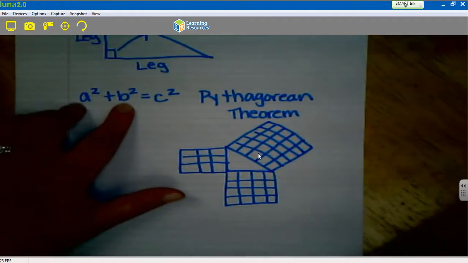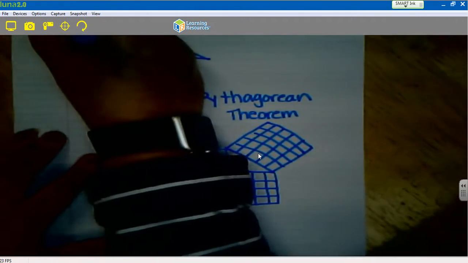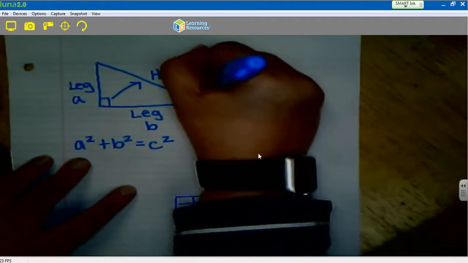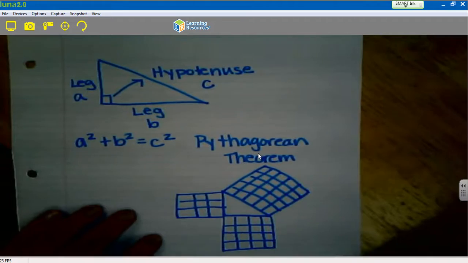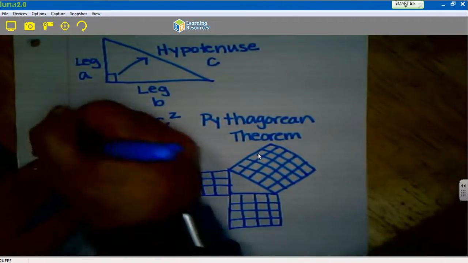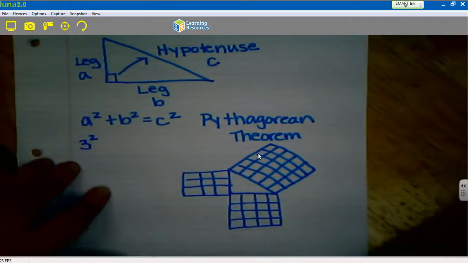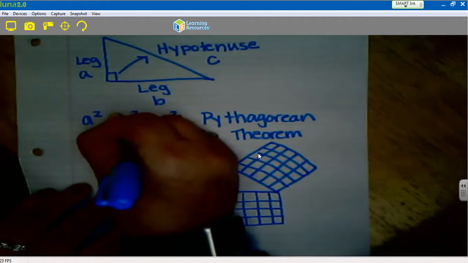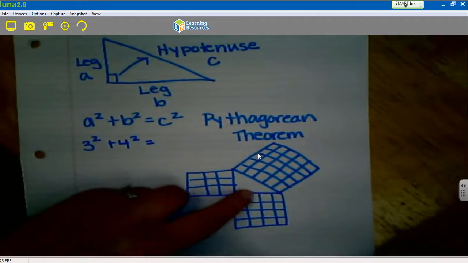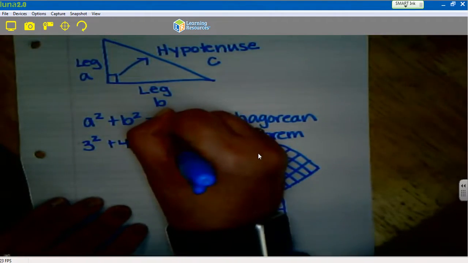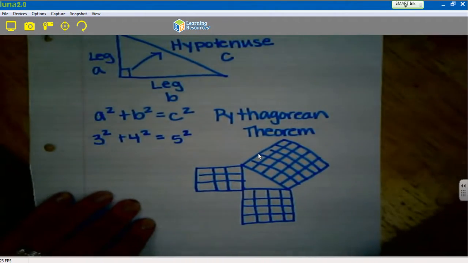So A and B, those are going to be the legs. And the hypotenuse, that's going to be C. So C is always the longest side. So if we take a look at this triangle, one of our legs is 3. We're going to square it. One of our legs is 4. We're going to square it. And that should equal C, and we're going to square it. So 3 squared plus 4 squared is equal to 5 squared.